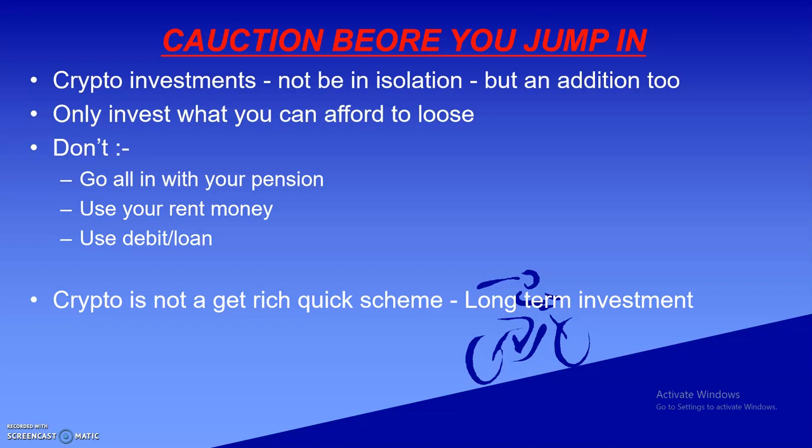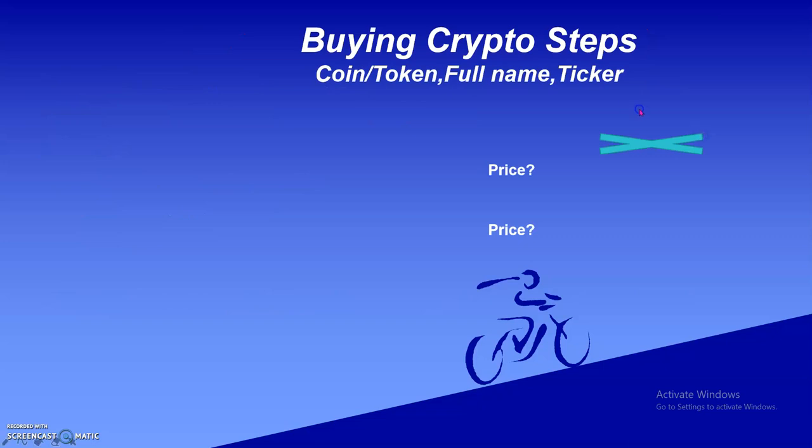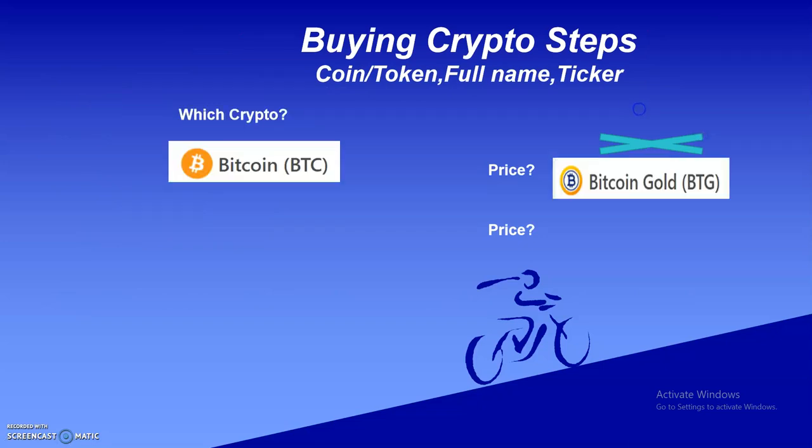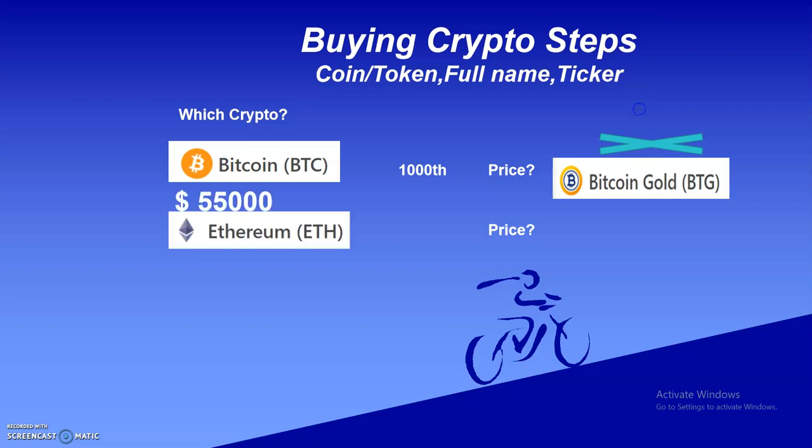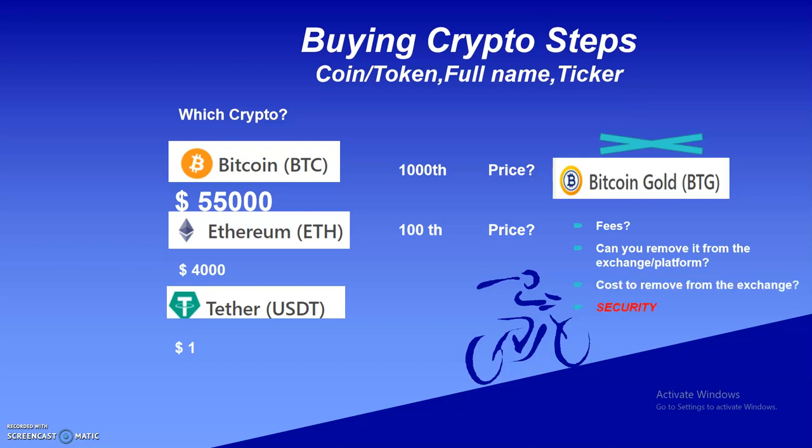So if we take these factors into consideration, then we are ready to jump into the next step of buying crypto. So I'm going to take you through the process of buying crypto. We're going to look at a few pointers before we decide to buy crypto. Firstly, we need to understand what crypto we would like to buy. I will be going through a very basic beginner's portfolio in the next few slides. So let's have a look at buying crypto.